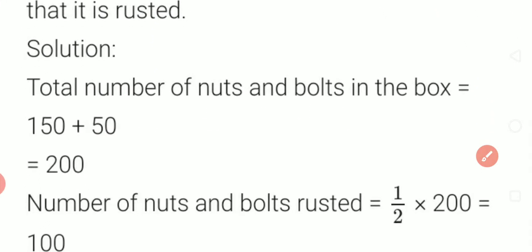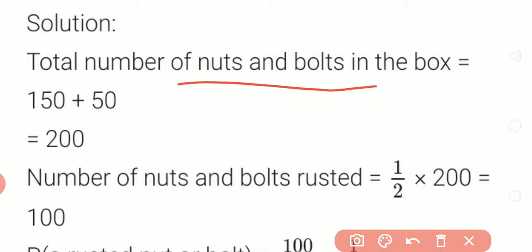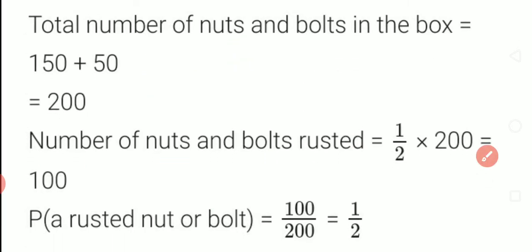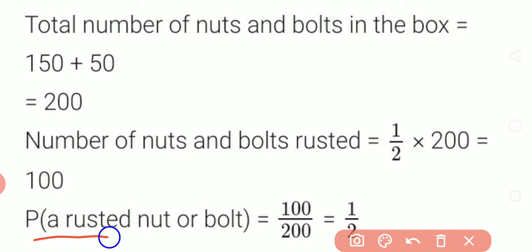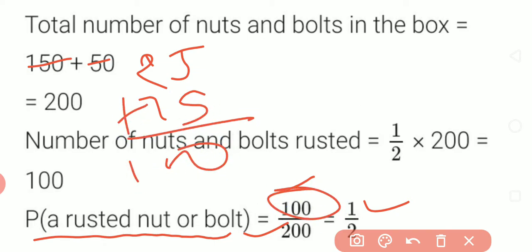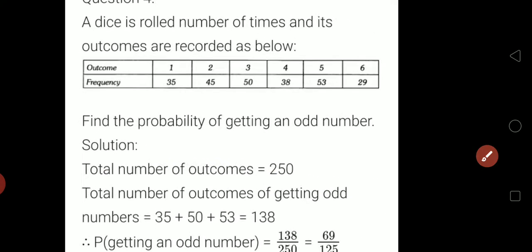You can find at first the total number of nuts and bolts, that is 150 plus 50, which is 200. Then the number of nuts and bolts rusted is half, so half of the total, that is 200 by 2, is 100. Now the rusted items are 100 out of 200, so the probability is 100 by 200, that is 1 by 2. Or you can find half of 50, that is 25, and half of 150, that is 75. If you add them, it is also 100, the same. So let us start the next one.